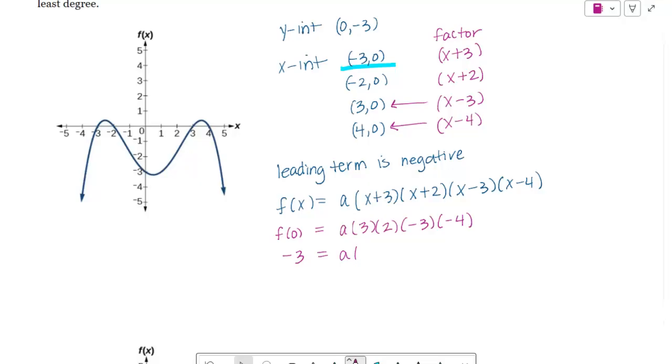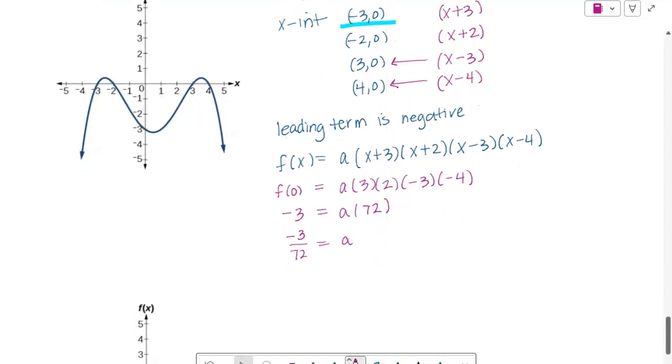Let's see, 6 times 12 is 72. So if I do -3 divided by 72, that should give me that a value. So it looks like a is -1/24. We were expecting it to be negative because the function is flipped upside down.